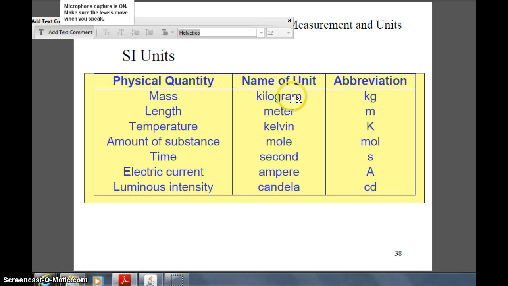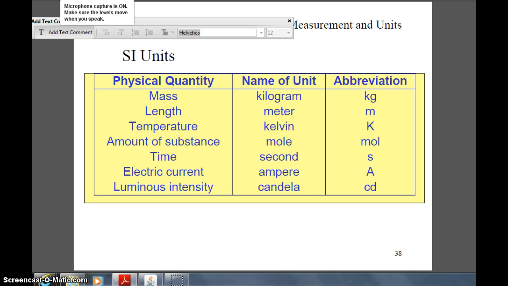And so it's only apt to know the name of the unit and the abbreviation that we use for the same. So kilogram is the unit of mass. Realize the kilo, the k is small. Capital K is reserved for Kelvin. Meter is for length, that's small m. Amount of substance is measured in mole, mol. Time is second, which is s, not sec, just s. Electric current in amperes, capital A, and luminous intensity in candela, cd.